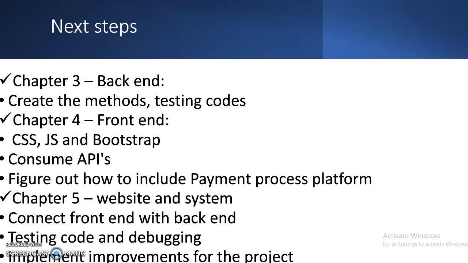The next step is to finish chapter 3, which is the back end. I need to create the methods and test the code, so this is the most difficult part for me. Then chapter 4 is the front end. It's to keep coding all the website. Also consume some APIs. I would like to figure out how to include a payment process.